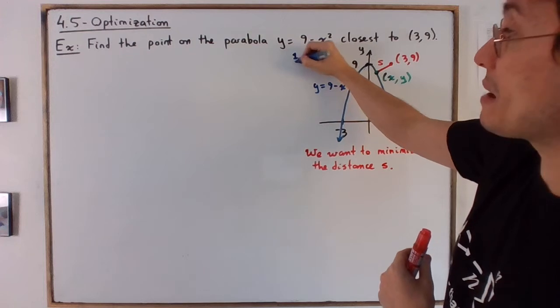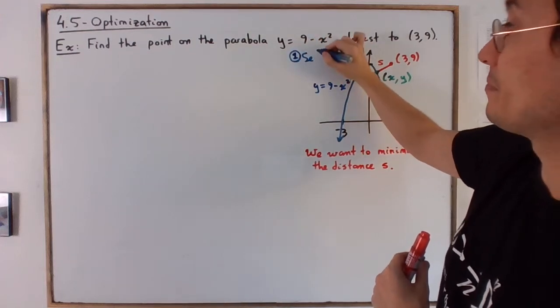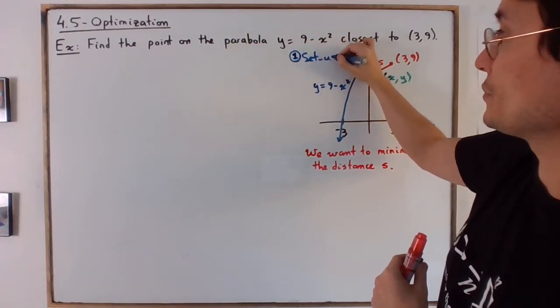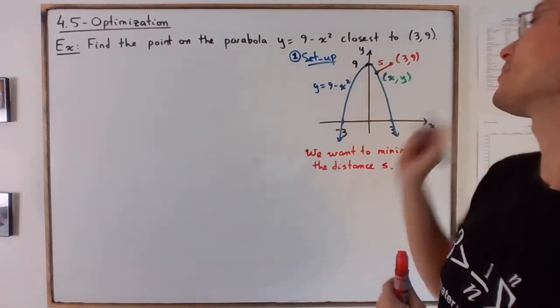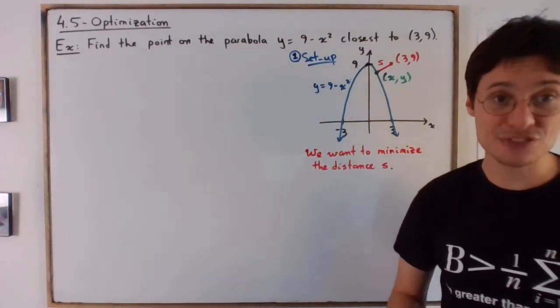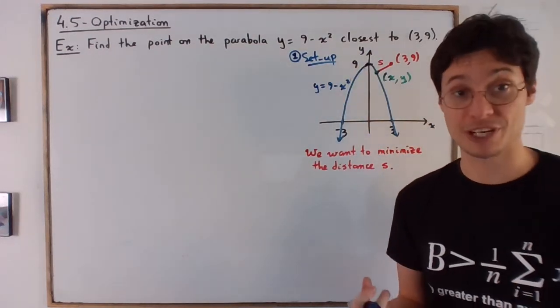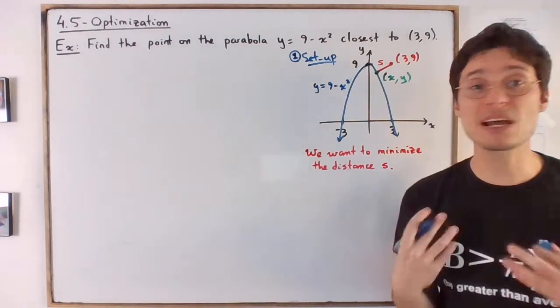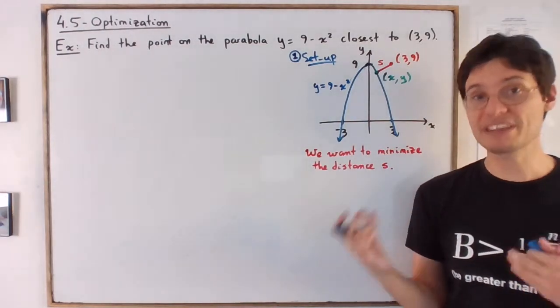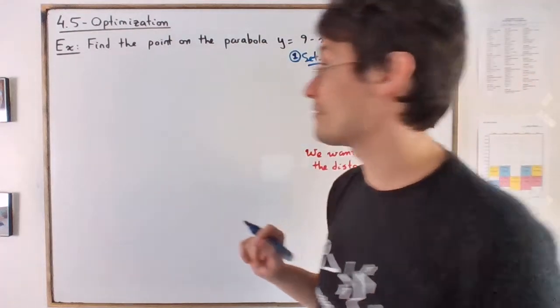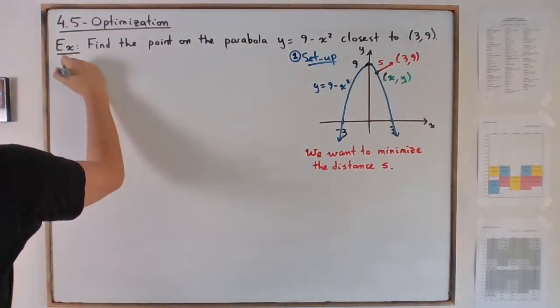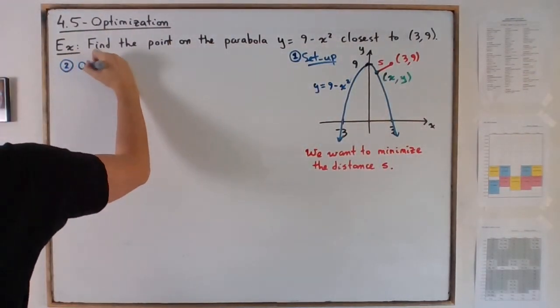Step number 1, remember, is the setup step. You draw, you assign variables. Step number 2 is to write down the objective function. So you want to have some kind of relationship involving the distance and the two variables you have. So step number 2, objective function.